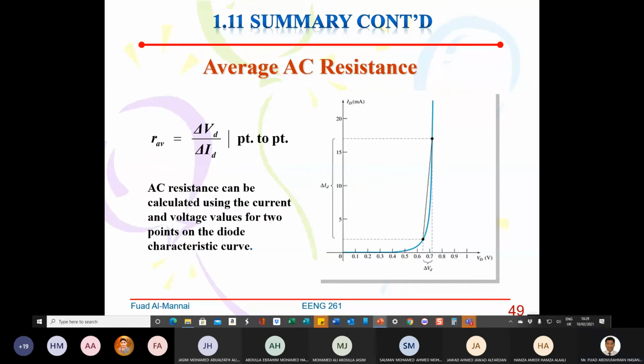If you want to calculate the average AC resistance, we look at the forward bias graph, and we take 2 points for the current and for the VD, and we use Ohm's law, delta VD over delta ID, and that will give us our average resistance.